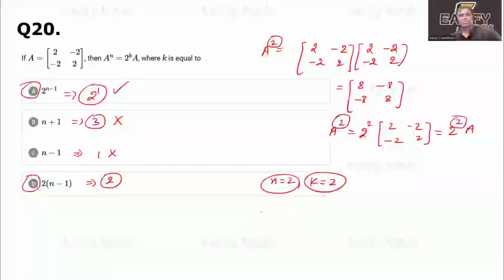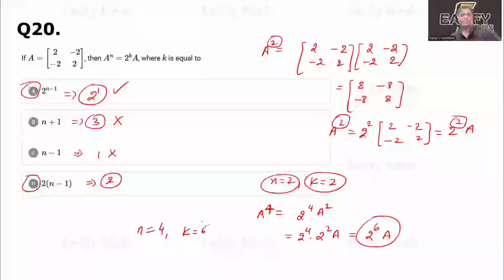So let's multiply one more time. Let's find A power 4. Clear? A power 4. So what will this be? A square is 2 square A. So A power 4, let's do the square. This is 2 power 4 into A square. And A square value is given as 2 square A. So 2 power 6 into A. So for n equals 4, I am getting k value as 6.